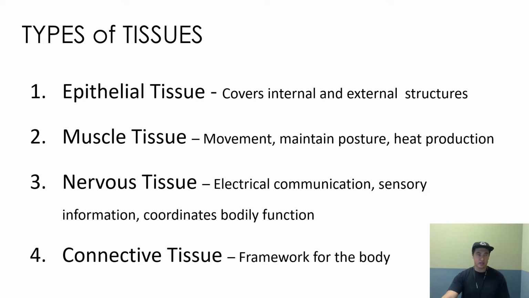We can classify types of tissues into 4 different categories. So we have epithelial tissue, which are the tissues of the body that cover internal and external structures. We have muscle tissue, which we know about already. Muscle tissue allows movement, maintains posture, and produces heat. We have nervous tissue, which is the tissue that allows for electrical communication, sensory information, and coordinates a lot of our bodily functions. And then the last one, which is probably our most diverse tissue type, is connective tissue, which in general forms the framework of the body, but connective tissue is much more complex than that.